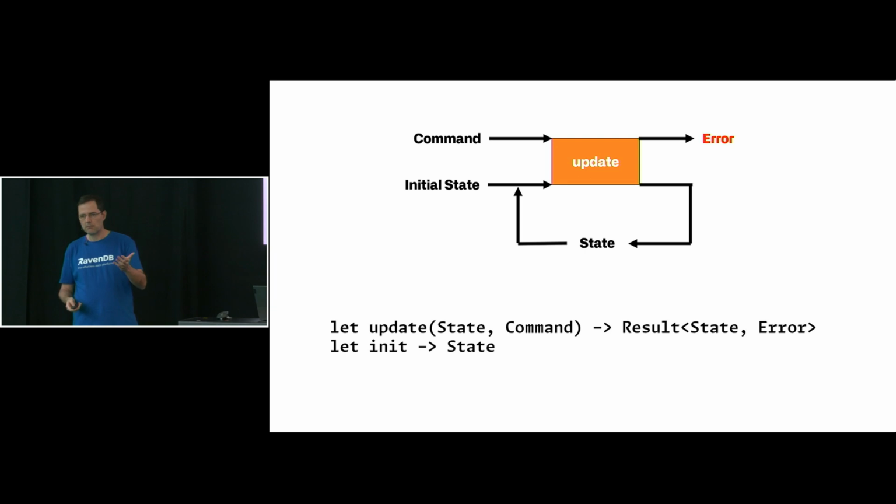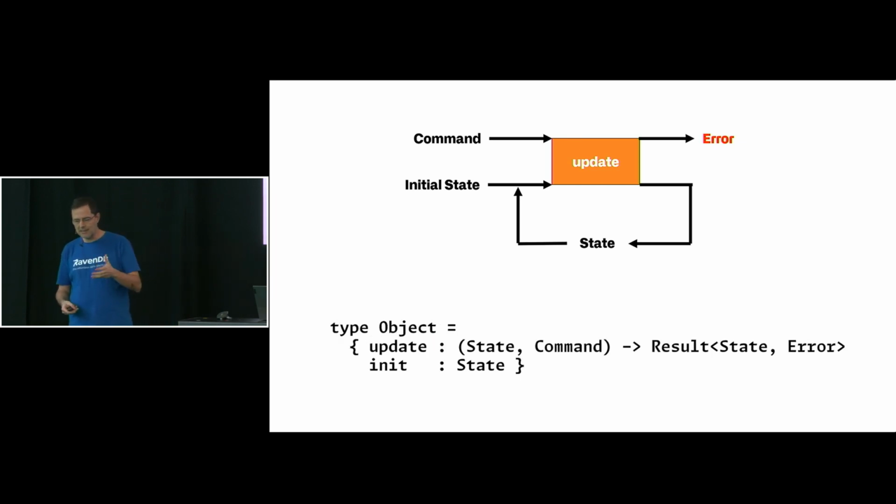And of course, in the beginning, it's like deterministic automata. I need an initial state. And this means that this system can be abstracted into two functions. One of them is the init function, which is returning the initial state. The second one is the update function, which is receiving the current state and the command we want to execute, and returning either an error or the new state of the system, which will be the input for the next command that we want to execute.